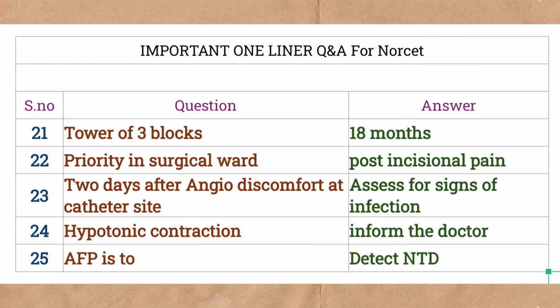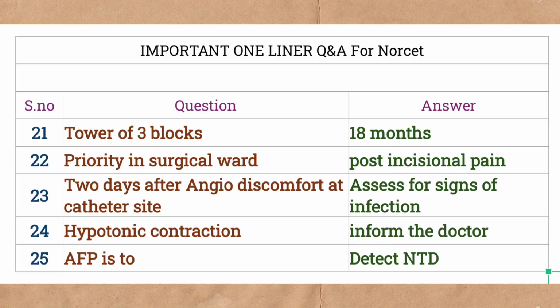21. Tower of 3 blocks: 18 months. 22. Priority in surgical ward: post-incisional pain. 23. 2 days after angio, discomfort at catheter site: assess for signs of infection. 24. Hypotonic contraction: inform the doctor.